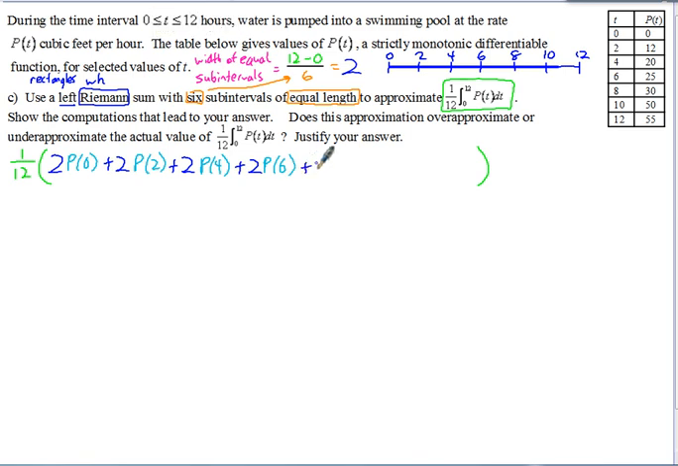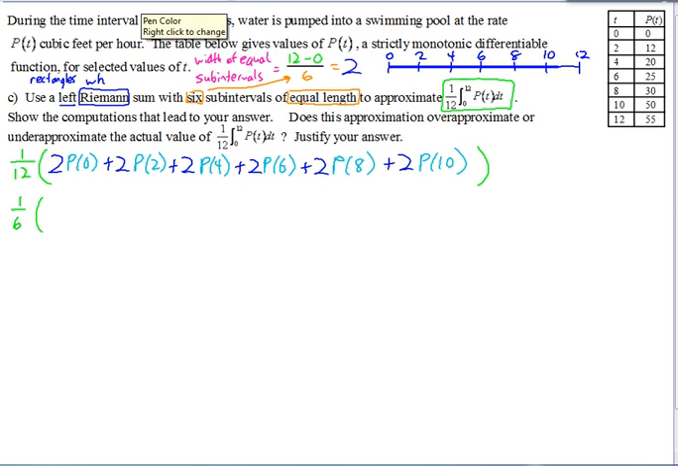plus 2 is the width again, times P of 8 is the next left endpoint, plus 2 times, on the last subinterval from 10 to 12, the left endpoint is 10, so 2 times P of 10. Now we could just plug these in and calculate the way we normally do, but because we've got equal subintervals, there's something you could do to make your calculations a little simpler if you want. You don't have to. But notice all these, because they have equal width, all have a 2 that we can actually factor out. And 2 times 1/12 reduces to 1/6. Again, that's an optional step just to make our calculations a little easier.